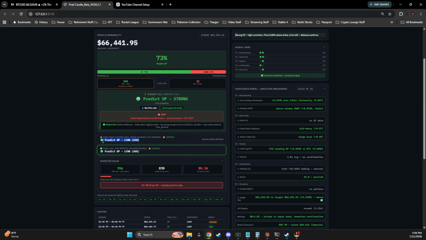So in theory, just because this says predict up lean doesn't mean that you need to take the up. This is all the rules together based off of where they were. It's telling you, hey, I think it's going to be up just based off of the trend. Now, if you see predict up lean, don't just instantly bet that, right?